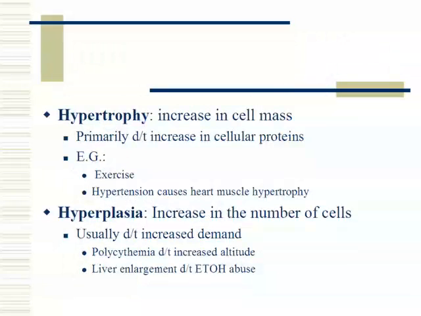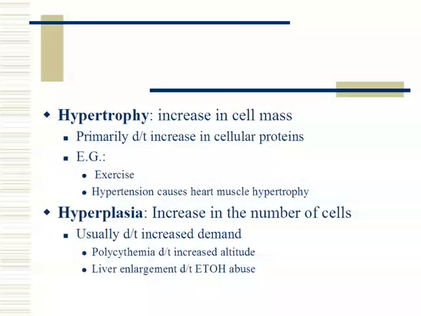Hypertrophy is an increase in cell mass. And that increase in cell mass will also increase the size of the organ or the tissue in which it occurs. It's primarily due to an increase in the number of cellular proteins. So if you exercise a lot, that will increase your skeletal muscle mass and your strength. And then when you stop exercising, it causes a decrease in that muscle mass and that strength.